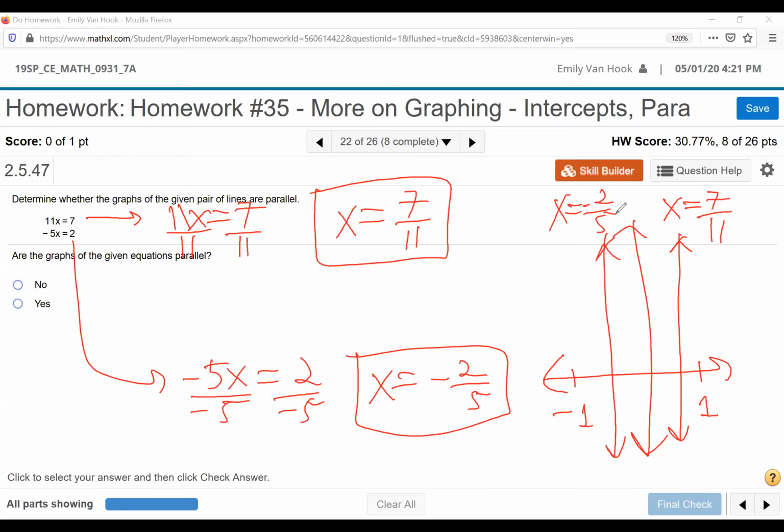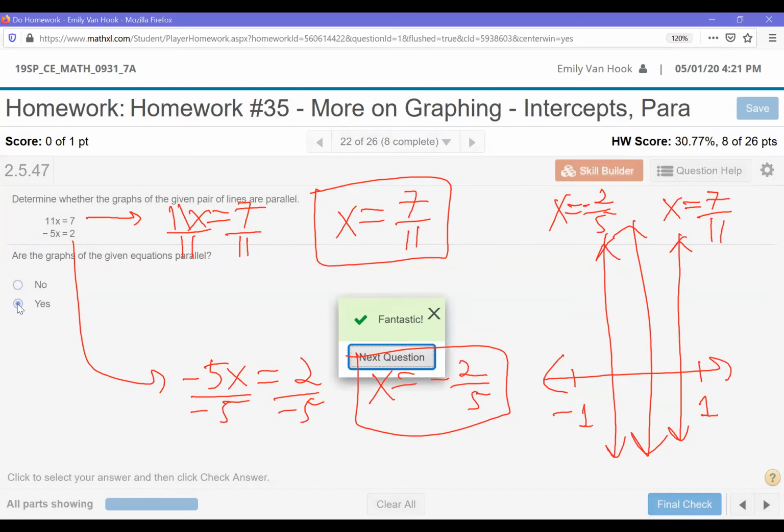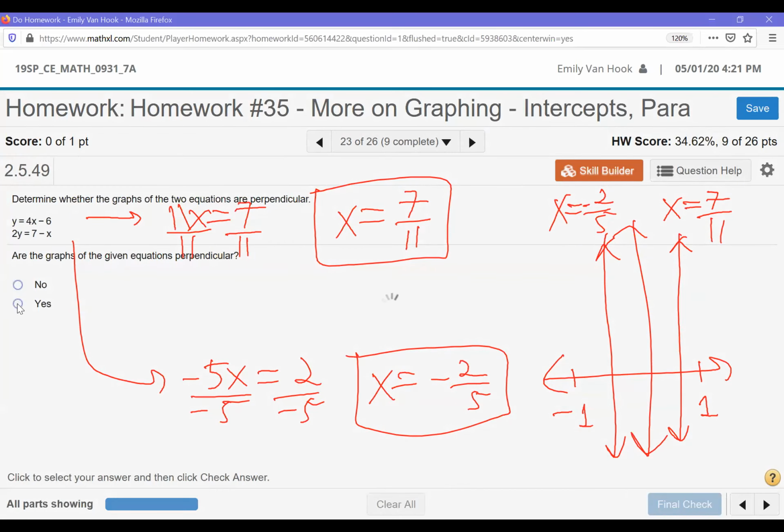Okay, so if both of these lines are vertical, yeah, they are parallel. So are the graphs parallel? Yes. Strangely enough, they are. They have undefined slopes. So the fractions kind of have nothing to do with it. So that was definitely a strange one. Okay, let's see. Let's look at one more here.